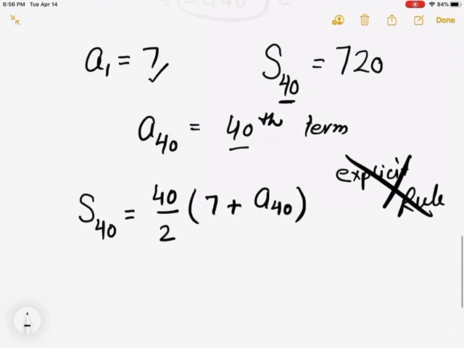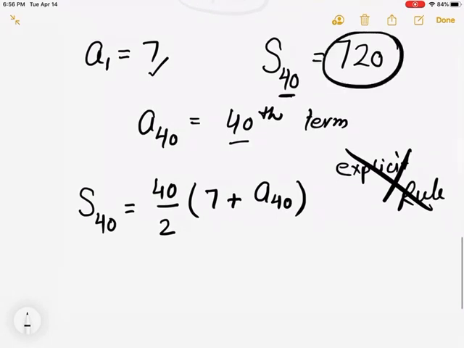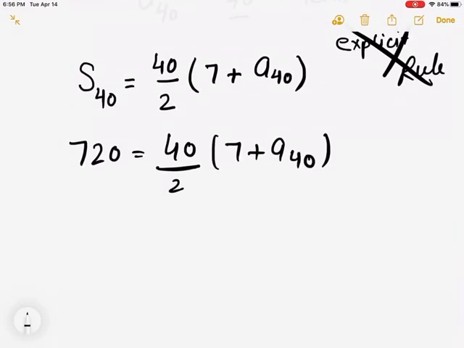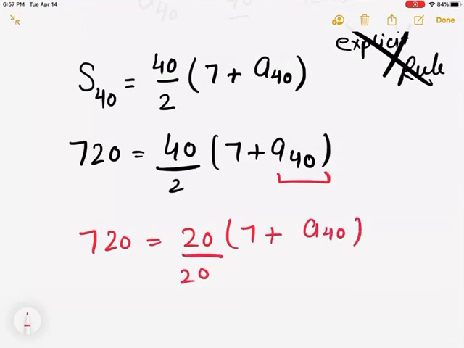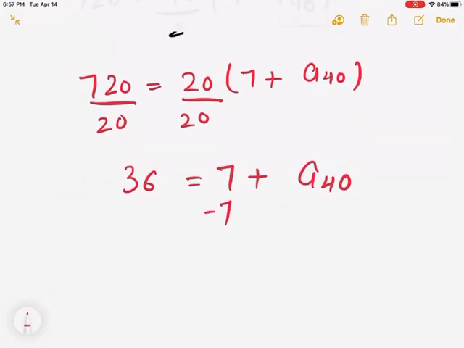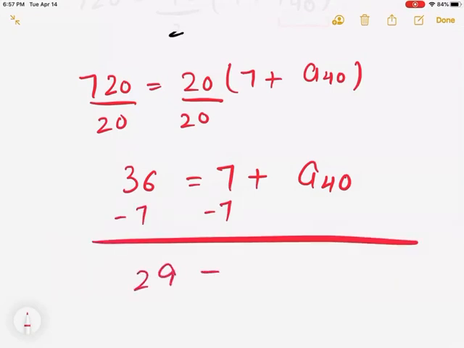So let's just plug in for what we know. So S40, which is already given in the problem, I'll just write it on the left side. 40 over 2, 7 plus A40. Almost there. Let's just solve for the missing variable, which is A40, this one here. So 720, 40 divided by 2 is 20. 7 added to A sub 40. So divide by 20 first. If I divide 720 by 20, it's 36. It's equal to 7 plus A sub 40. Solve for A40, so take away 7, and this is 29. So my last term, which is 40th term of this sequence, is 29.